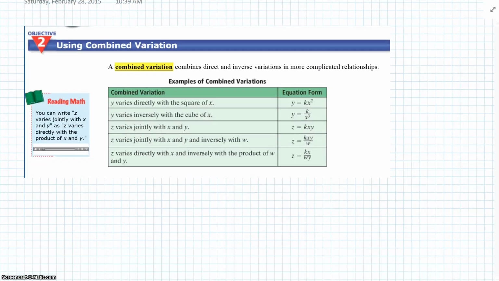Using combined variations, part 2. Okay, we'll stop here for a second. We'll pick up part 2 in the next lesson.